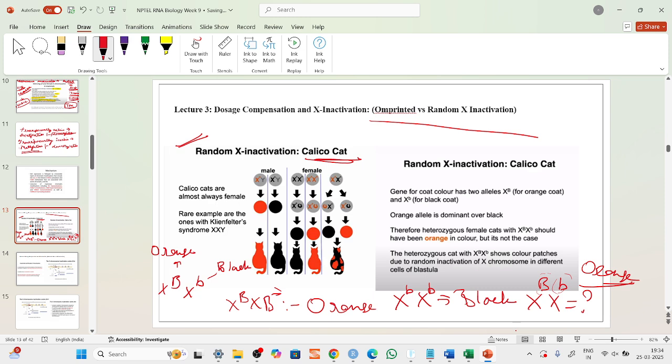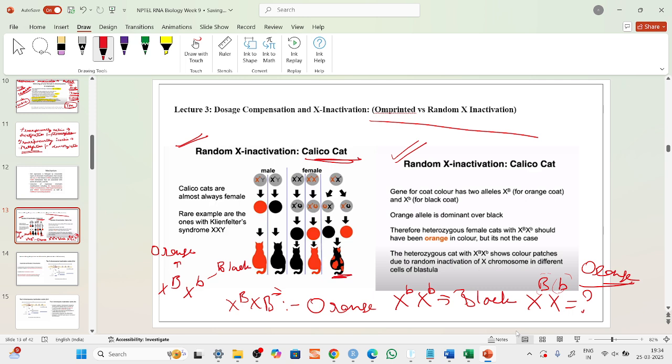So there are patches, you can see here, because X chromosome inactivation is random. At some places, X^B is getting inactivated, and at other places X^b is getting inactivated. We don't know. So this is an example of a calico cat, which shows that the inactivation of the X chromosome is random. Is it clear to everybody? Am I making sense? I hope you're able to understand this.